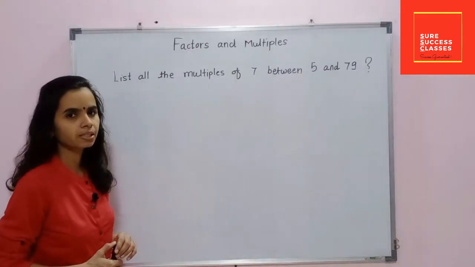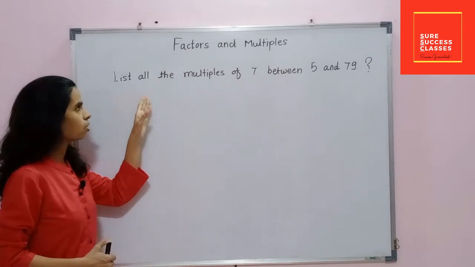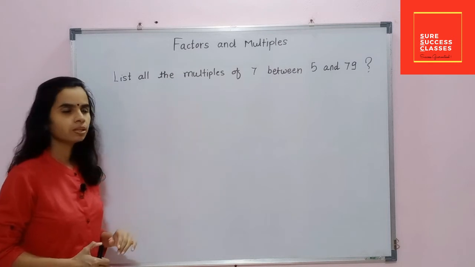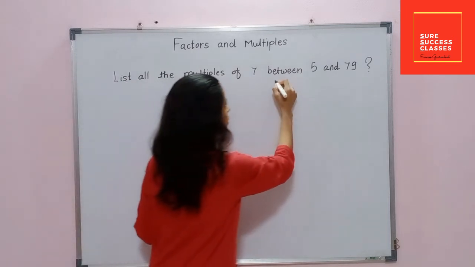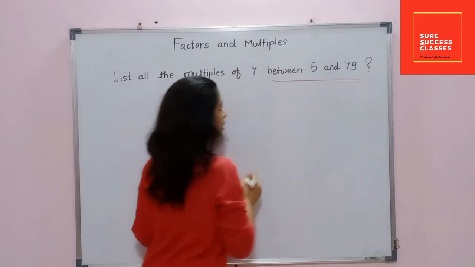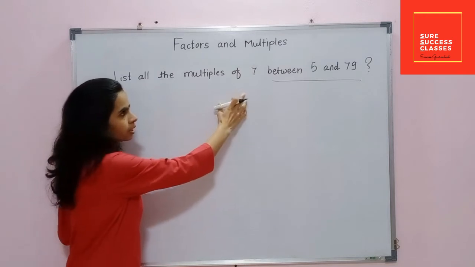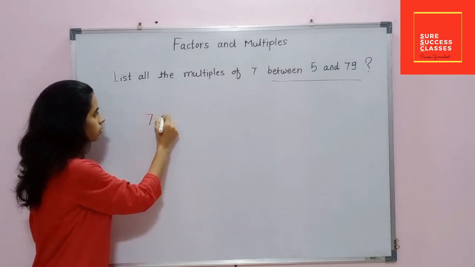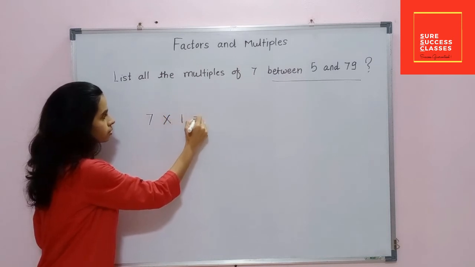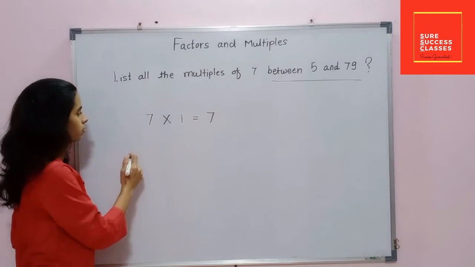Let's take some examples related to multiples. Question is, list all the multiples of 7 between 5 and 79. Here between 5 and 79, don't get confused students. Here 7 is greater than 5, so we will start with 7 1s are 7. Number is always multiple of itself.